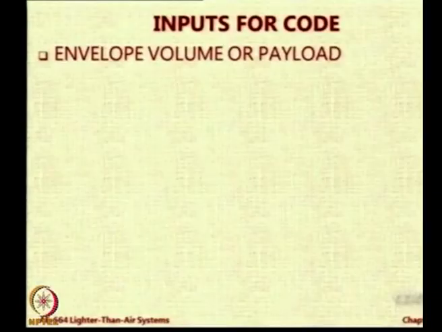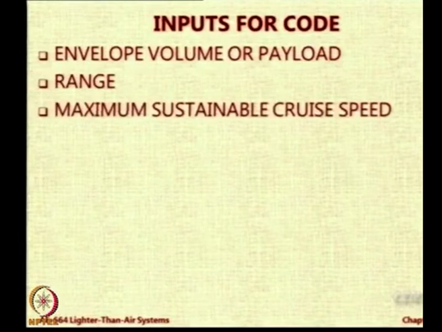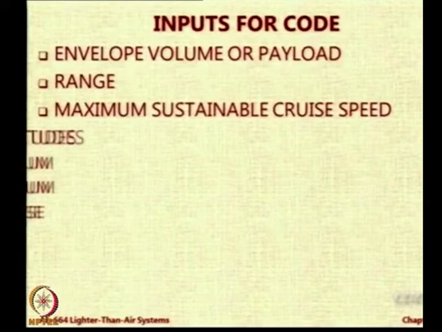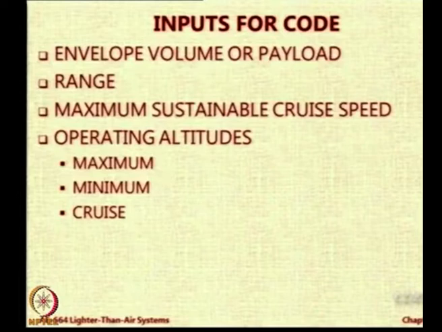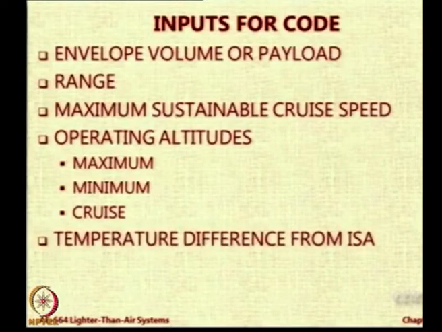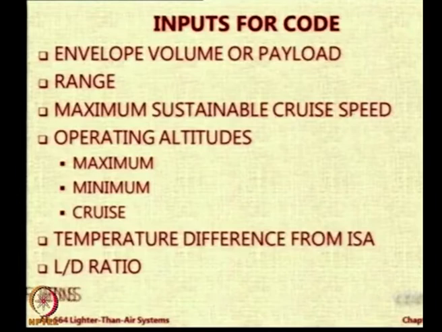Okay. Inputs for the code. I call it a code because ultimately we made it into a Fortran program. And we also have a spreadsheet, I think. So the first input will be the envelope volume or payload, depending on whether you are using it in the analysis mode or in the design mode. Then the range, then the maximum sustainable cruise speed to get you the maximum thrust required and hence engine sizing. And then operating altitudes, maximum for pressure altitude, minimum and cruise for the balloon sizing. And then whether you are operating in ISA or other than ISA conditions, and what is the length to diameter ratio and the number of fins, basically 4.